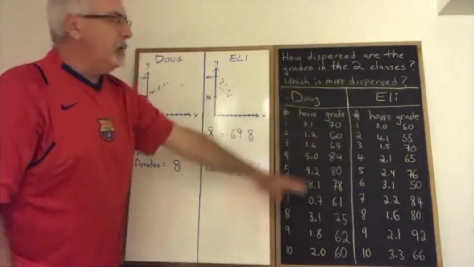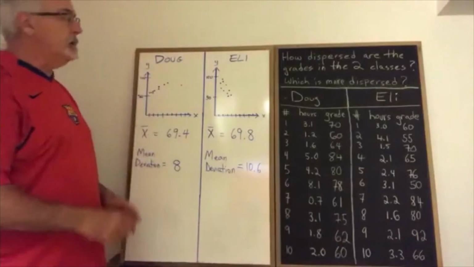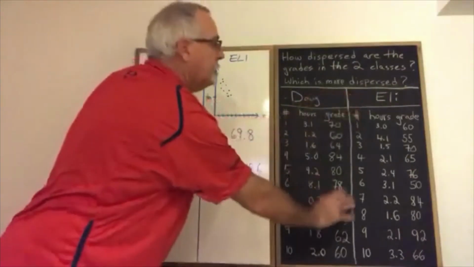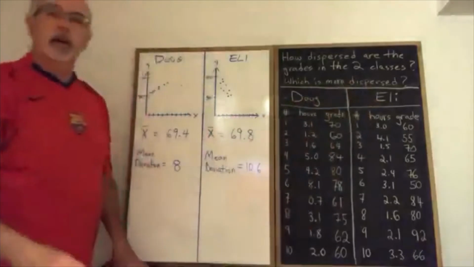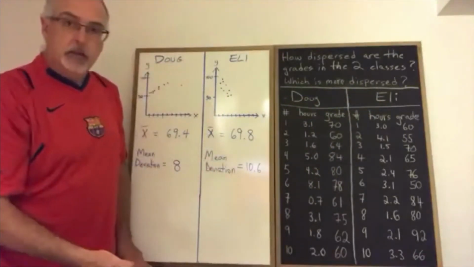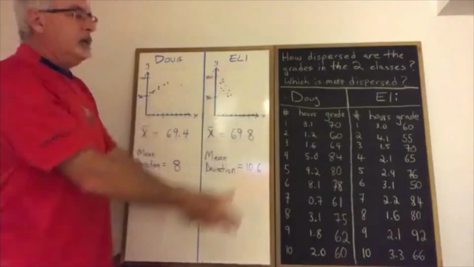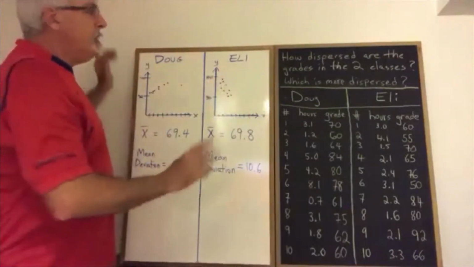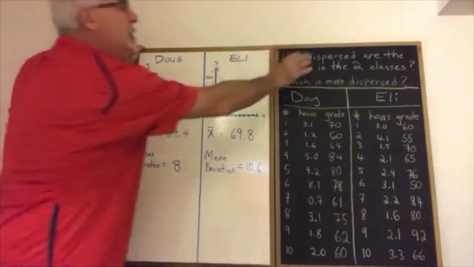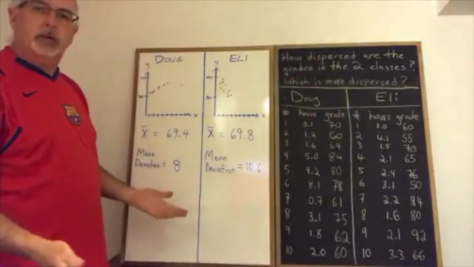Now this data may look familiar, so you may think you watched this video before, but maybe you haven't, because I am using the same set of data for Doug's class and Eli's class for 3 different videos in which we answer 3 different questions about statistics that can be done with this data. This time the question is, how dispersed are the grades in the 2 classes, and which is more dispersed?